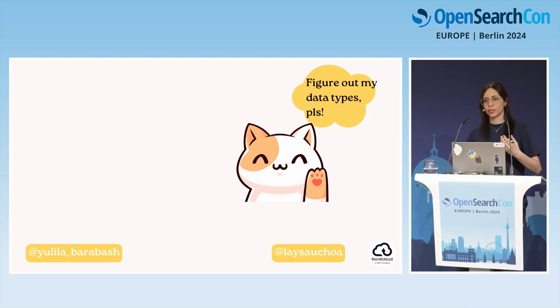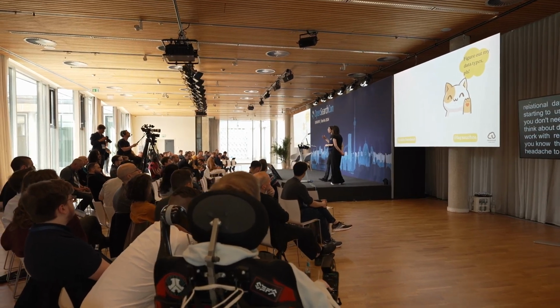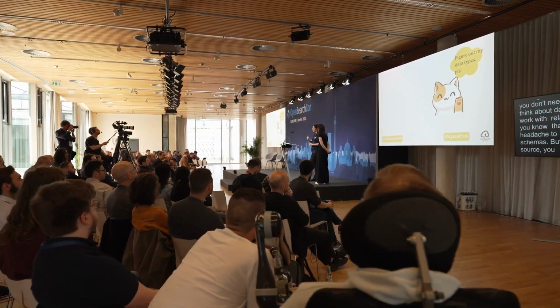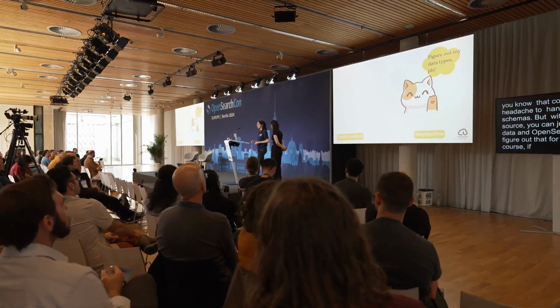Another thing: if you are coming from a relational database and you are starting to use OpenSearch, you don't need to immediately think about data types. If you work with a relational database, you know that it could be a big headache to handle all the schemas. But with OpenSearch, you can just send your data, and OpenSearch will figure that out for you. Of course, if you know your data up front, if you know how your data is, it's better to have a mapping in place.